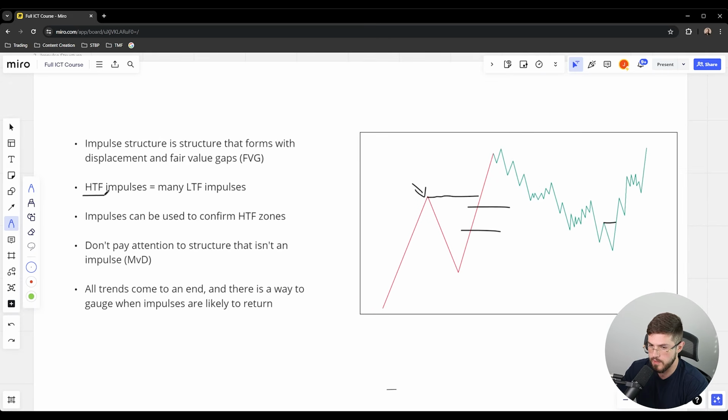So always remember that higher time frame impulses equal many lower time frame impulses, okay? It's going to be a lot of noise and a lot of structure on that lower time frame. That's why it's important you always use it in context of what the higher time frame is telling you, okay? Extremely, extremely important. Now, I want you to not even pay attention to any structure that isn't manipulation versus displacement or viewed as an impulse.